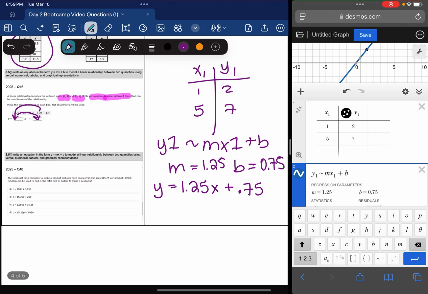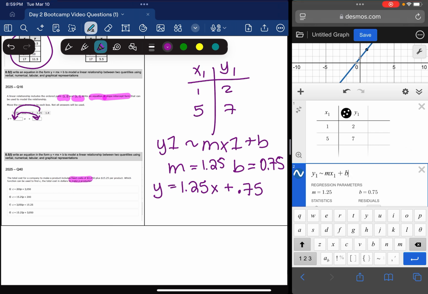Okay, next question says the total cost for a company to make a product includes fixed costs of $3,050 plus $1,525 per product. Which function can be used to find C, the total cost for P products?